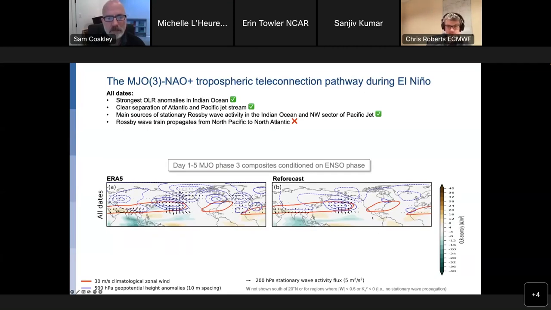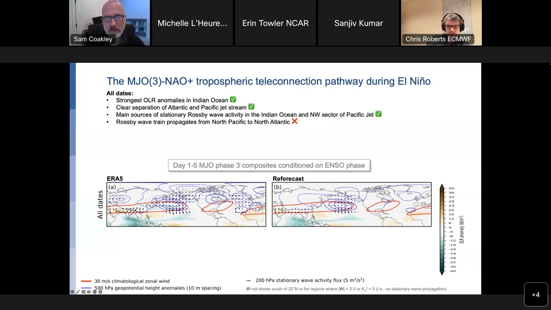And generally, the reforecast reproduces both the spatial structure and amplitude of the OLR anomalies quite well, which suggests we're doing quite a good job at the MJO. We also capture this clear separation of the Atlantic and Pacific jet streams. The way I've highlighted that here is this red contour, which shows the 30 meters a second climatological zonal wind. The main sources of stationary Rossby wave activity are generally to the north of the Indian Ocean and in the exit region of the Pacific jet. Our forecasts underestimate the amplitudes, but we're getting the location of these features.